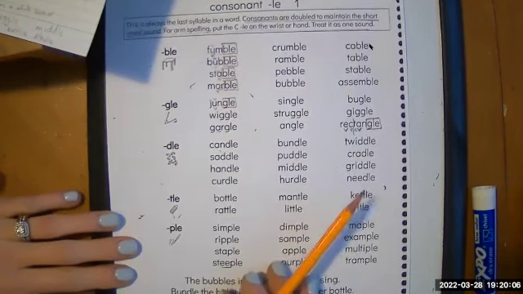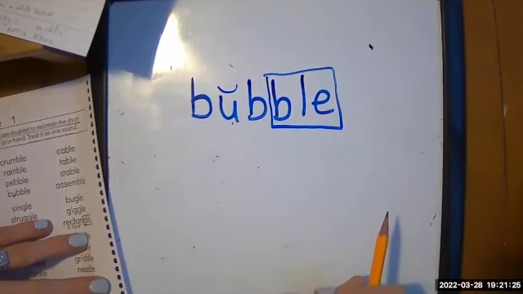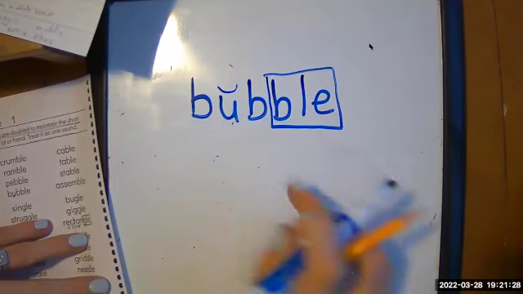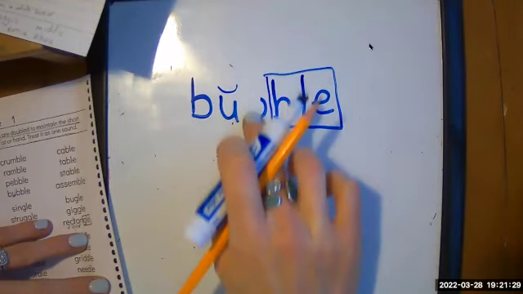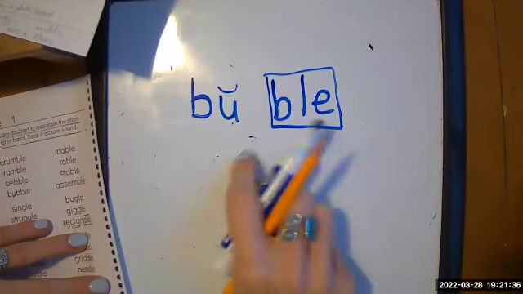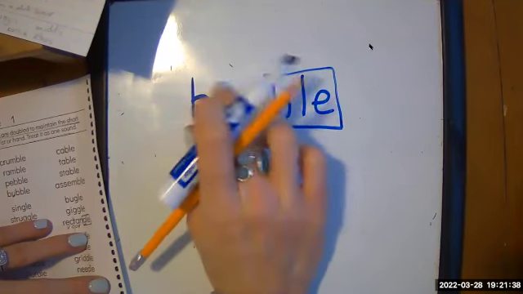Let's start with bubble. Let's write it on our whiteboard. All right, let's box the B-L-E, just like we would if we were reading this word. Okay, B-L-E, bull. All right, let's read this word. All right, U says uh, bubble. What would happen if we didn't have that B there? If we got rid of that B, what would that word say? Does it say bubble anymore? No, it doesn't.